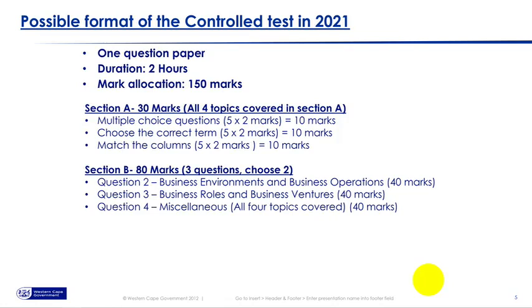Question 3, the work that will be tested in question 3 must come from business roles and business ventures. So that would have been what was tested in paper 2, and that will also be 40 marks. And then the 4th question is going to be miscellaneous. So all 4 topics are going to be covered in this question, and it's very likely there's going to be 10 marks per topic. Okay, so each of the 4 topics will be tested in question 4, business environments, business operations, business roles, and business ventures, and it's very likely it will be 10 marks per topic there, making up another 40 marks.